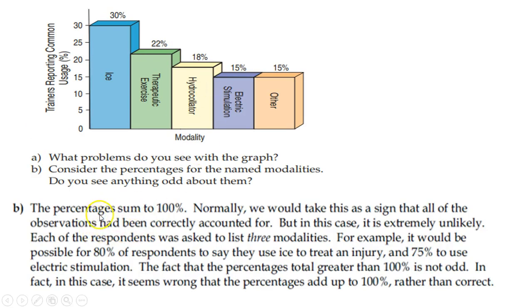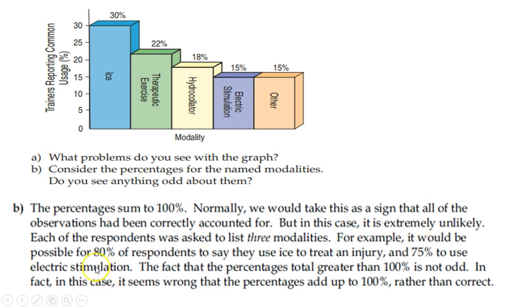Well, the percentages sum to 100%. Normally, we would take this as a sign that all the observations have been correctly accounted for, right? Because it adds up to 100. But in this case, it is extremely unlikely. Each of the respondents was listed. There are 3 ones, and they came up with this.